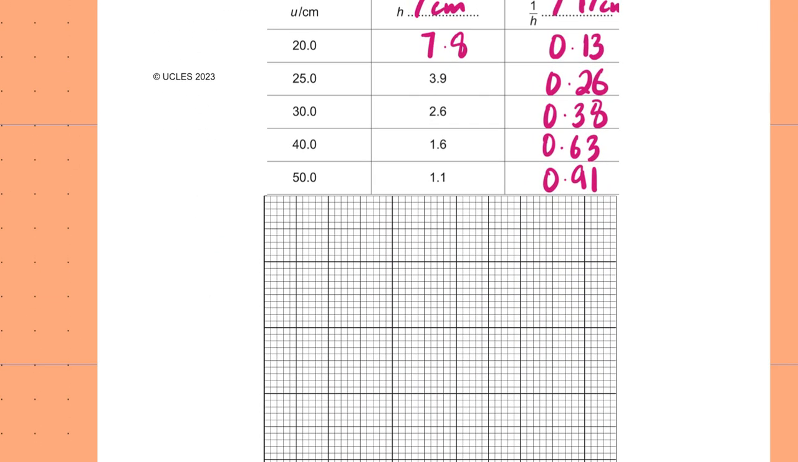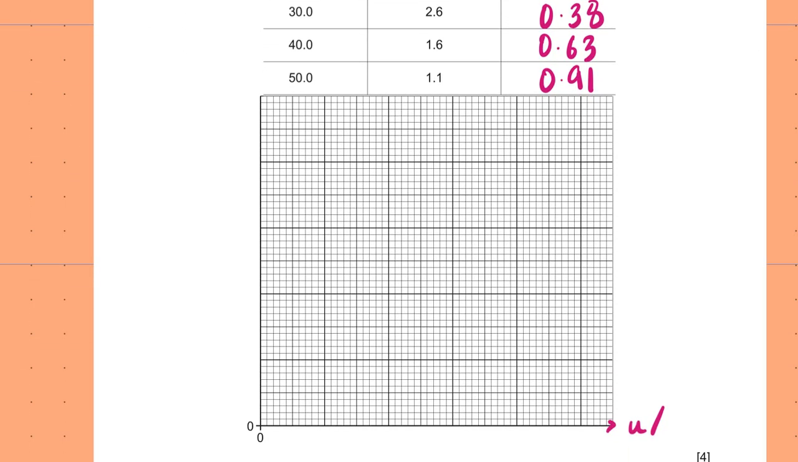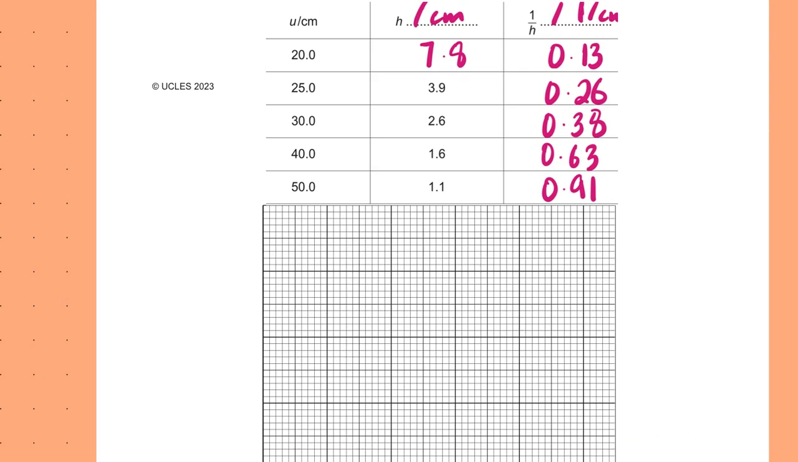So for u, if we want to figure out a scale, we want to go up to 50. So how about 10, 20, 30, 40, 50, right? This is the best we can do. So this is u, which is in, what's the unit? U is in centimeters. So 10, 20, 30, 40, and 50 here. And then similarly for the other ones, which are 1 over h on the y-axis. So 1 over h units are in 1 over centimeters as well.